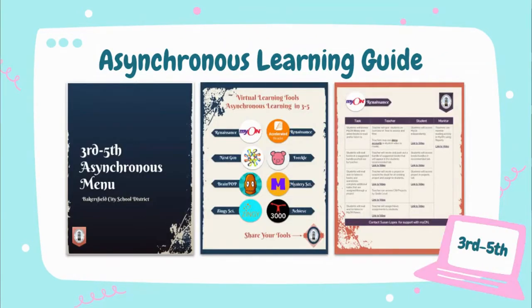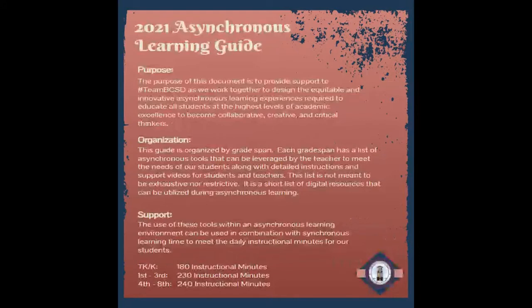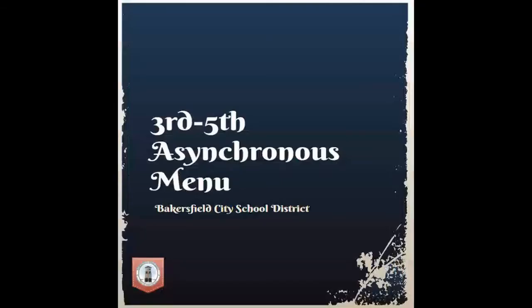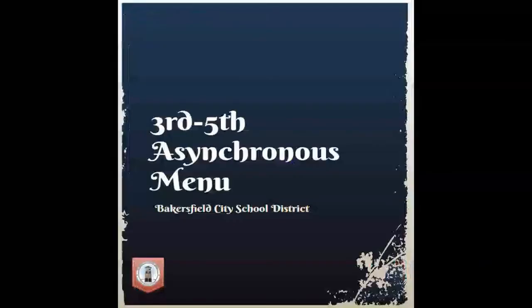The Asynchronous Learning Guide can be accessed on slide 9 by clicking on Asynchronous menu. Once you click on Asynchronous menu, it will take you to the guide. This is the Asynchronous Learning Guide. In it, it describes the purpose, the organization, and the support. As you can see, it is divided by grade span: TK through 2nd, 3rd through 5th, and 6th through 8th. We will be concentrating on 3rd through 5th.